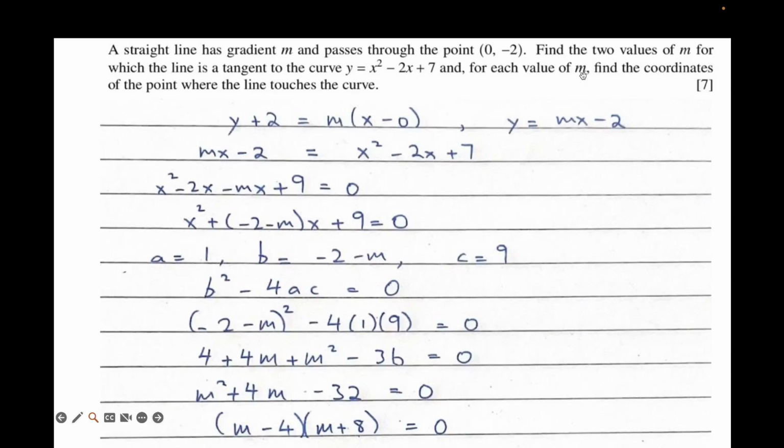Like, it's very obvious you need to involve m somewhere. You've got to find what m is actually equal to. So that's why we make this equal to this, because that's what describes the tangent: this line touches a curve at one point. That's what tangent means. Discriminant scenario over here.